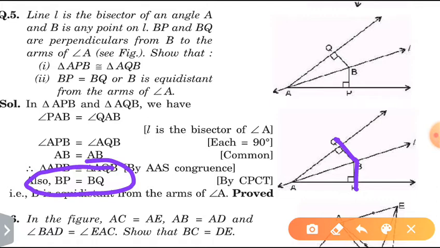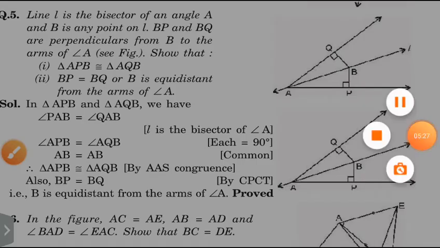Hence we can say that this point B is equidistant from both of the arms of angle A. Both arms of angle A are equidistant from this point. Now move to the next question.